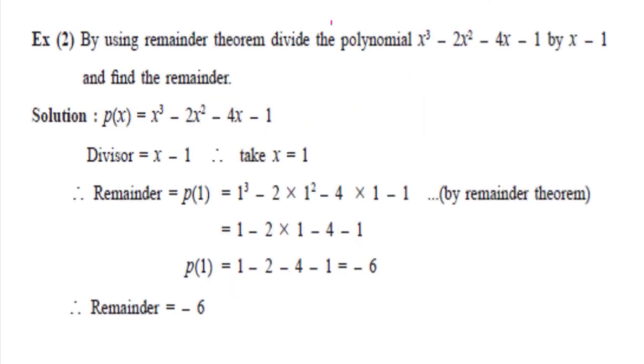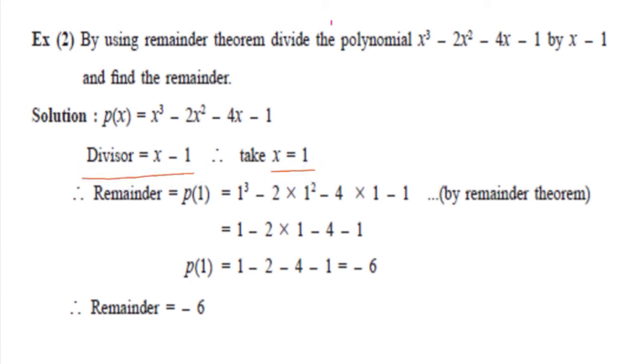Next example, by using the remainder theorem, divide the polynomial x cube minus 2x square minus 4x minus 1 by x minus 1 and find the remainder. Now polynomial P of x is equal to x cube minus 2x square minus 4x minus 1. Divisor is x minus 1, therefore x is equal to plus 1.